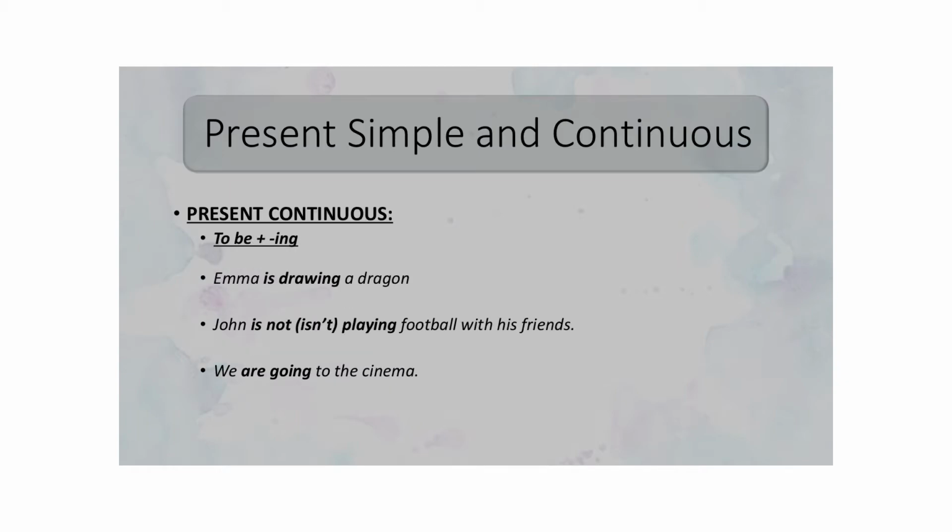The present continuous. We form it with the verb to be in the present. Remember, I am, you are, he is, etc. And the verb with ing. So here Emma is drawing a dragon. John is not or isn't, you may use any of them, playing football with his friends. And we are going to the cinema.